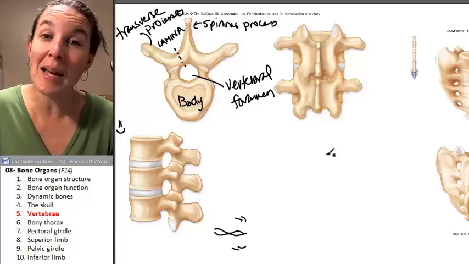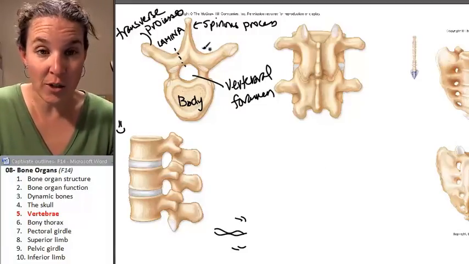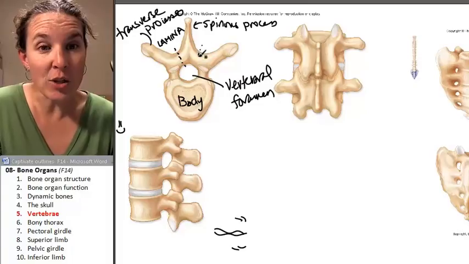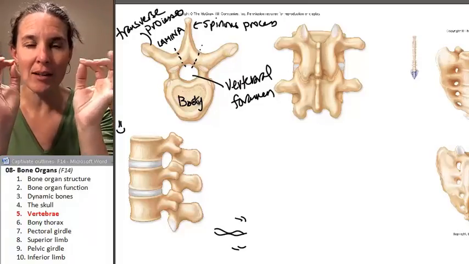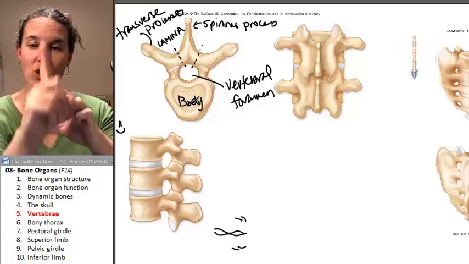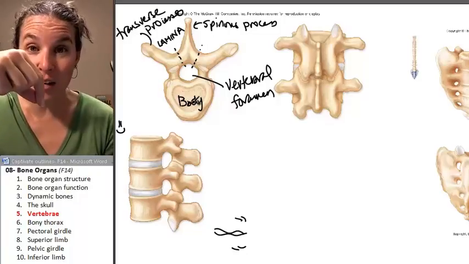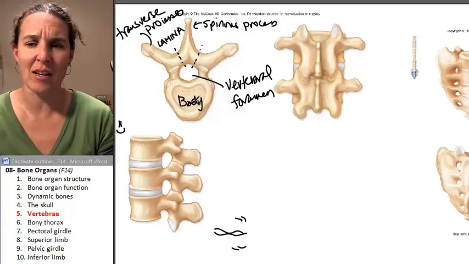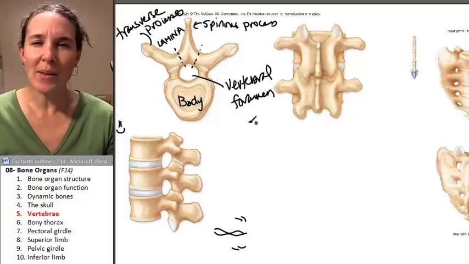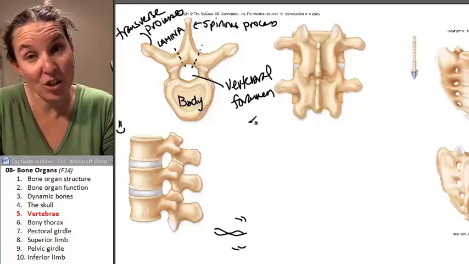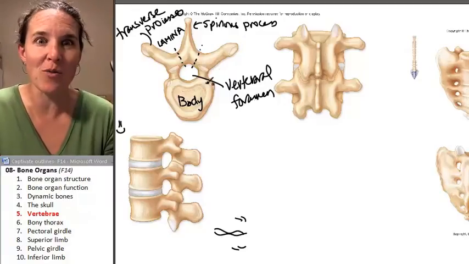Have you heard of a laminectomy? A laminectomy is a surgical procedure where a surgeon will make a cut on both lamina on a vertebra. And so if you make a cut down both lamina, you can actually take the spine of the vertebra and lift it off, and now you are spineless. Why would they do that? That gives you access to the spinal cord. You can actually look in and see the spinal cord traveling through the vertebral foramen.